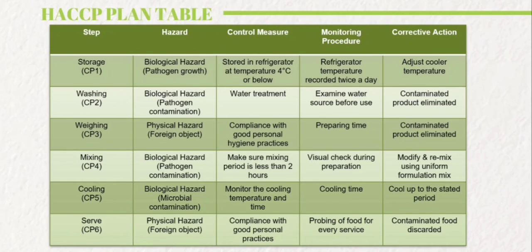In CP6, which is serve, the hazard is physical hazard, which is foreign object. The control measure is compliance with good personal hygiene practices. And the monitoring procedure is proving of food for every service. And lastly, for corrective action, contaminated food discarded.